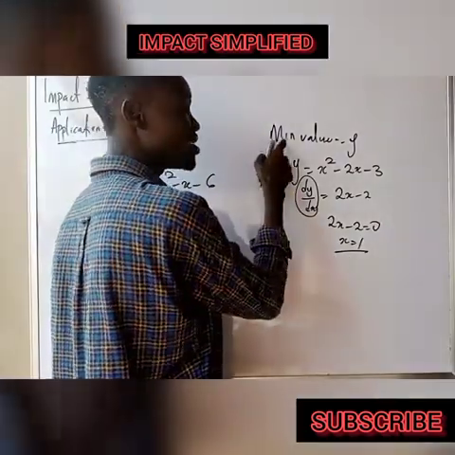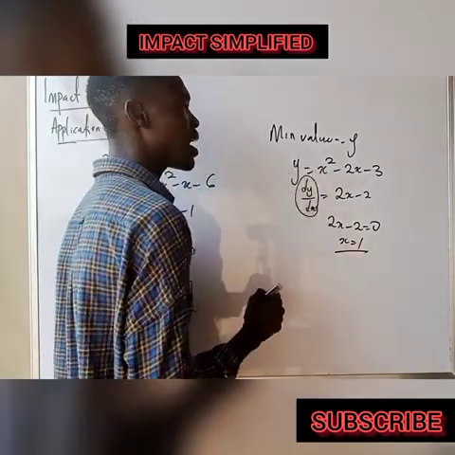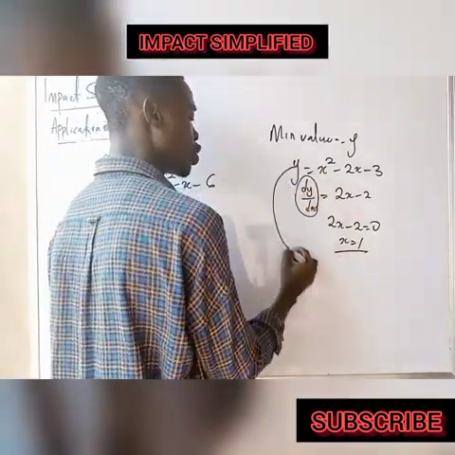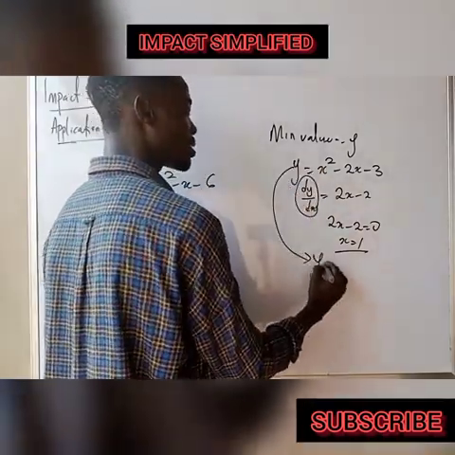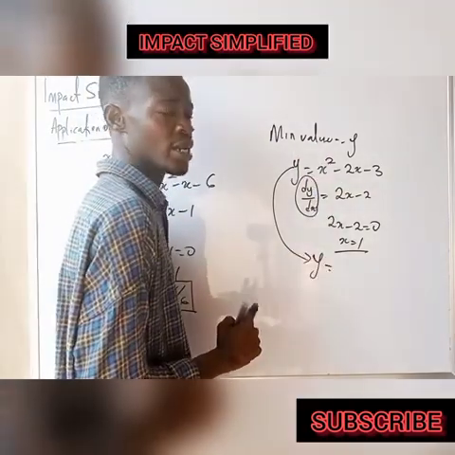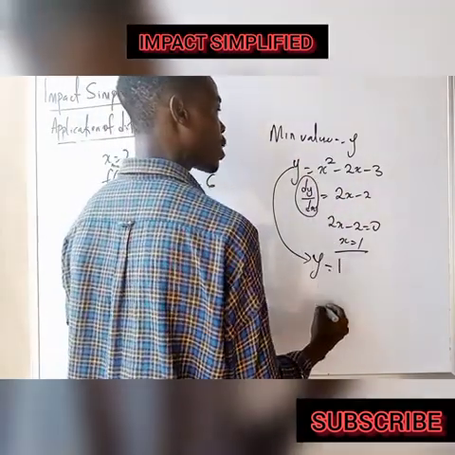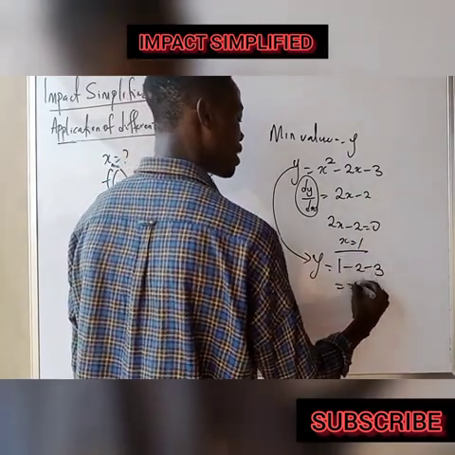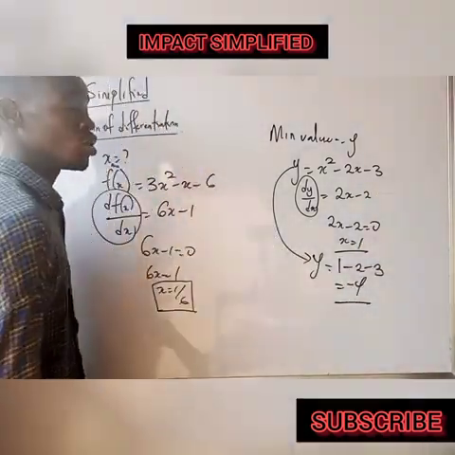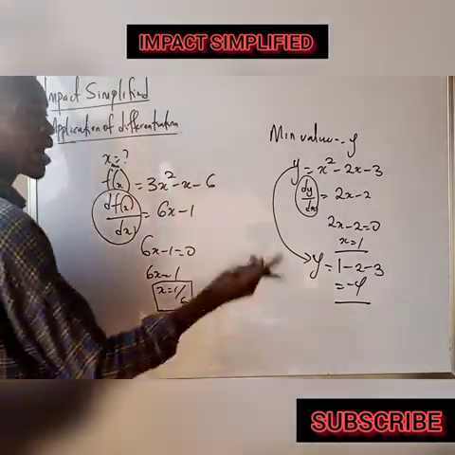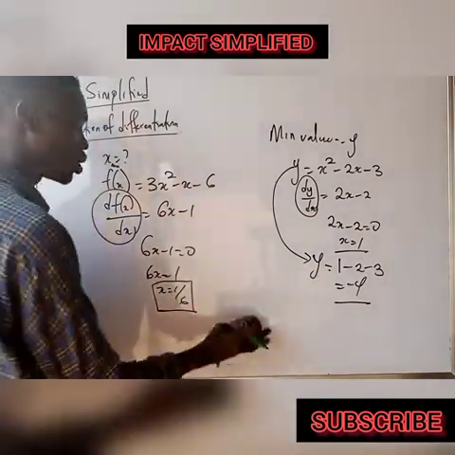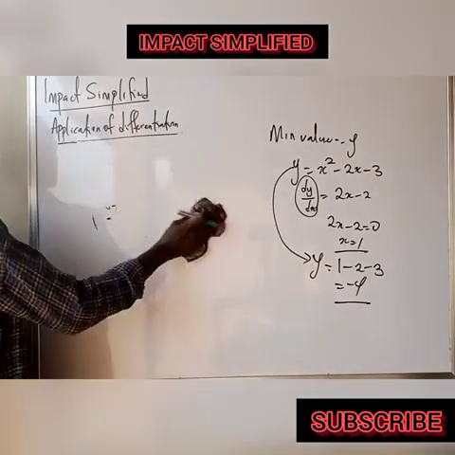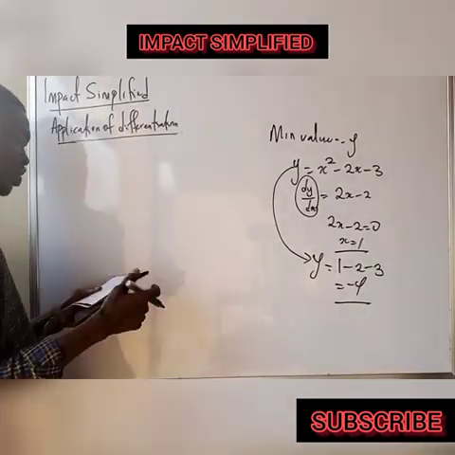1 means the minimum point. But since they are asking us to get the minimum value, you will now put your x as 1 inside the function of y. Do we get that? So what is 1 squared? 1 squared will give us 1. Minus 2 times 1 will give us minus 2, minus 3. And this will give us minus 4. So that means the minimum value of y for that function is minus 4. So do we get that? It's simple. And let's solve this question again.